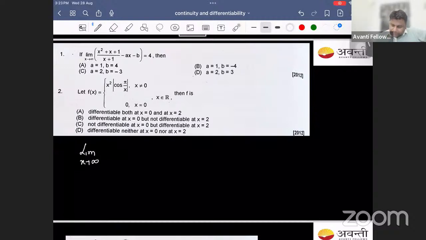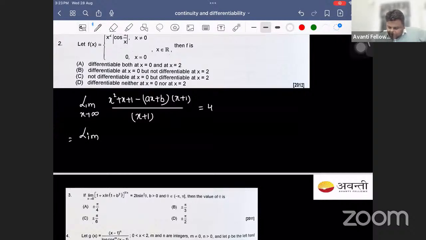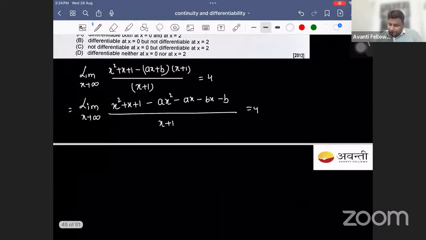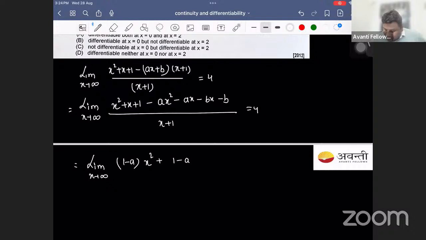Limit x approaches to infinite. Take LCM first of all. So in the denominator, it is x plus 1. So x square plus x plus 1 minus ax plus b into x plus 1. They are saying this limit is 4. So that is limit x approaches to infinite, x square plus x plus 1 minus ax square minus ax minus bx minus b upon x plus 1. This limit is getting 4. Got it? So this is equal to limit x approaches to infinite, accumulating in the numerator, it is 1 minus a x square plus 1 minus a minus b into x plus 1 minus b upon x plus 1. This is given as 4.